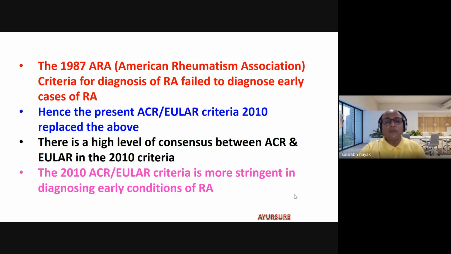There is a high level of consensus between ACR and Eular in developing the 2010 criteria. The 2010 ACR Eular criteria is more stringent in diagnosing early conditions of rheumatoid arthritis so that early interventions can be made and joint destruction can be prevented.